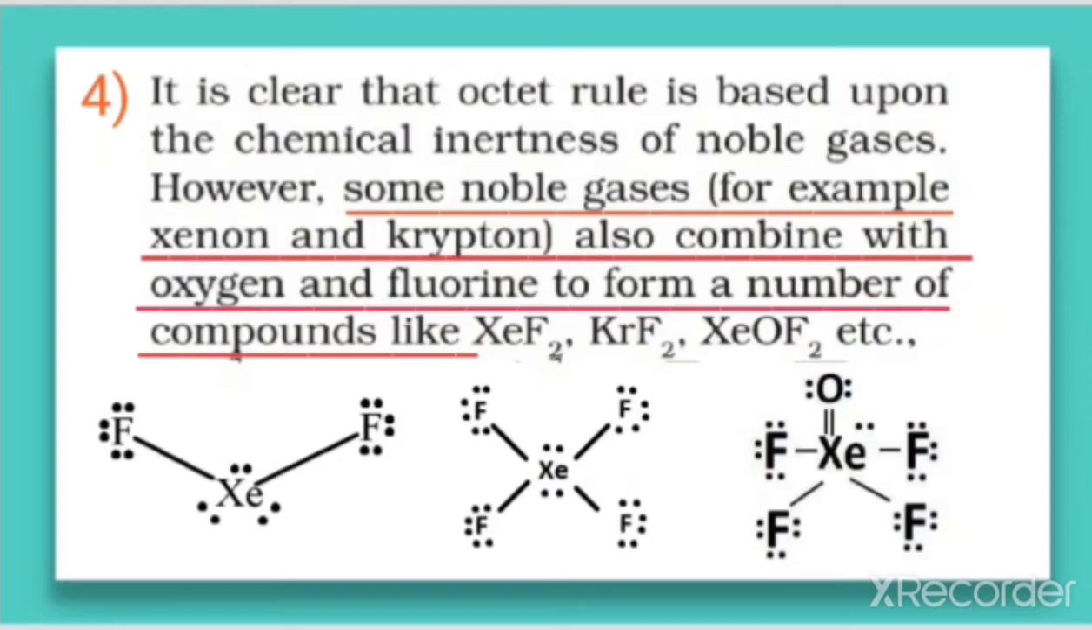because according to the octet rule, an atom combines to attain a stable configuration. But elements like the noble gases have completely filled orbitals, they have a stable configuration, but still they are combining with other elements. So this is actually the limitation of the octet rule.